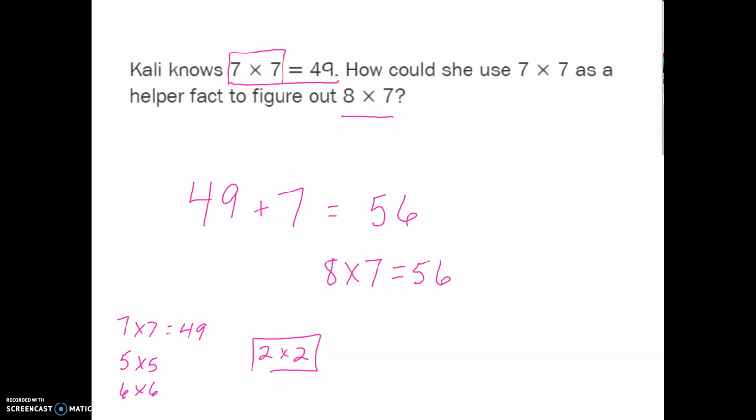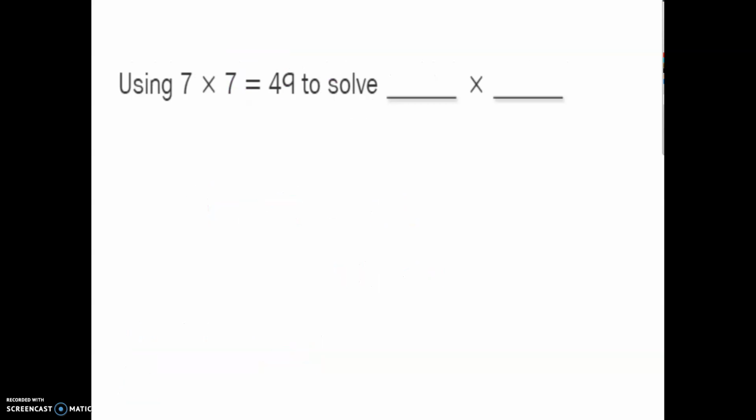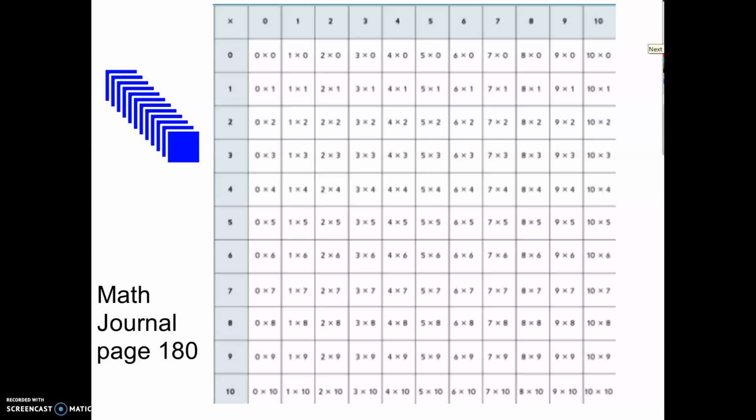I want you to get out your math journal, and I want you to turn to page 180 in your math journal and go get a colored pencil or a light colored crayon. Pause the video, get something to color lightly with, and then come back. All right, now that you're back with your light colored crayon or colored pencil, I am going to start covering up some square facts.